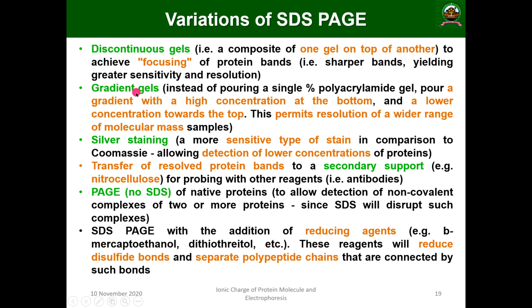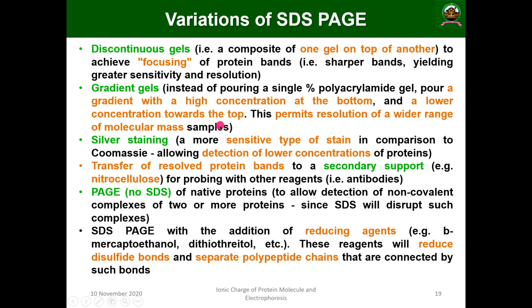The second one is gradient gel electrophoresis. Instead of pouring a single percentage of polyacrylamide gel, you pour a gradient with high concentration at the bottom and lower concentration at the top. This permits the resolution of a wide range of molecular mass samples.